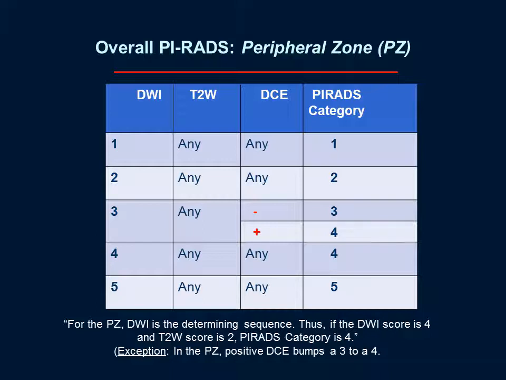The one exception in the peripheral zone is that a positive DCE will bump a diffusion 3 to an overall PI-RADS category of 4.